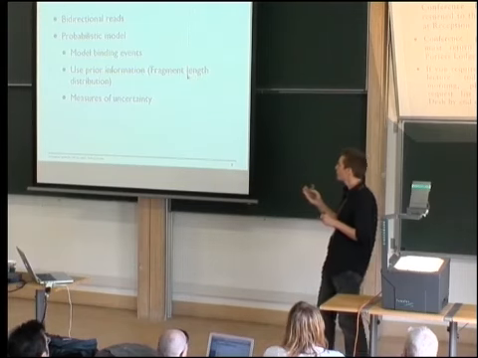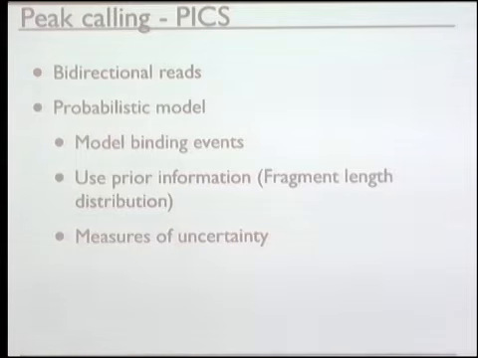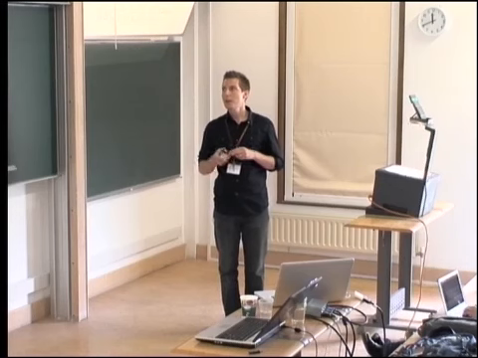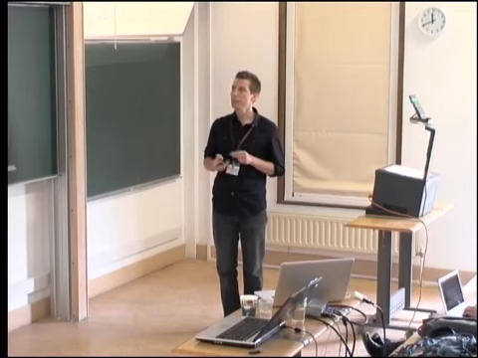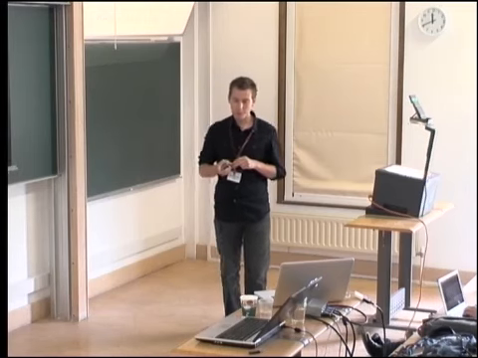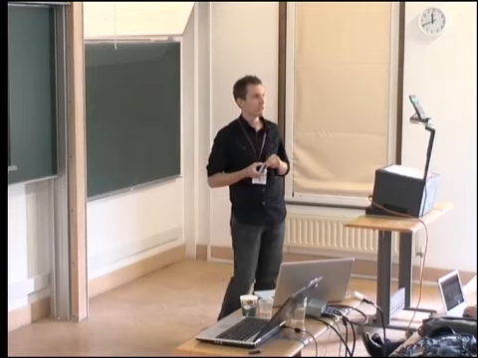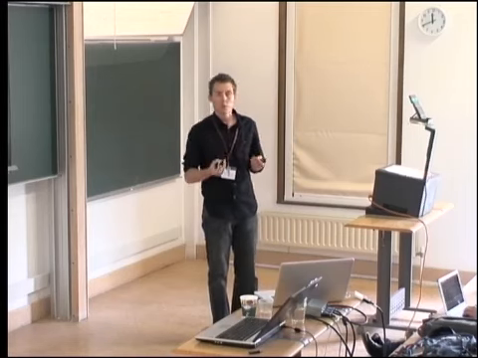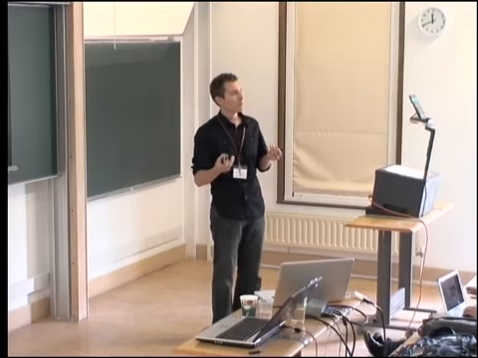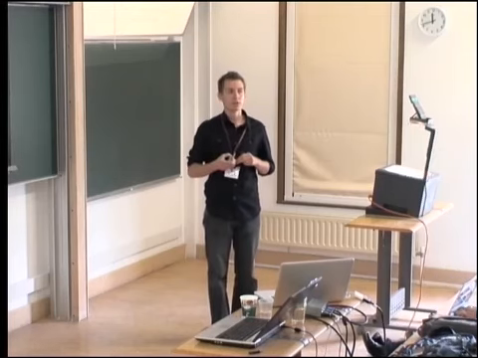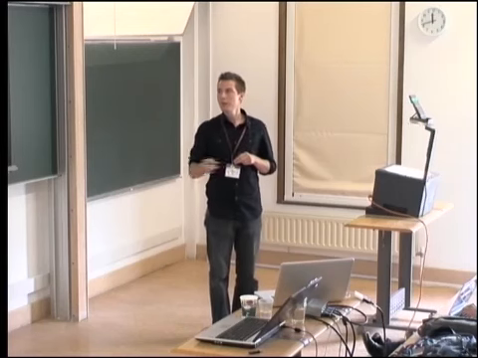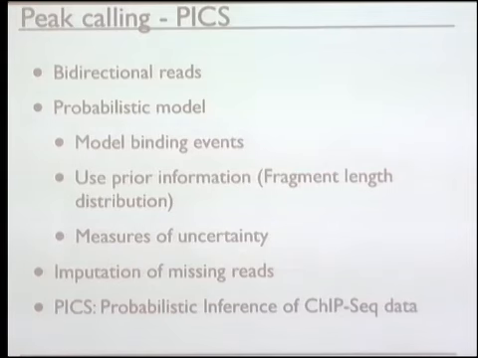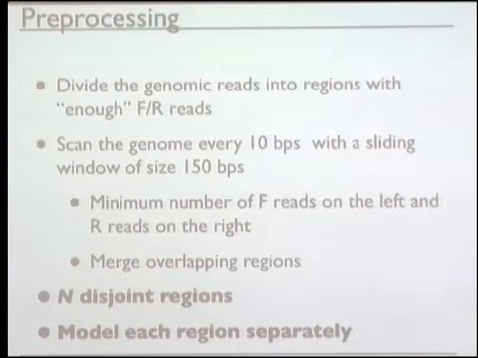We wanted to derive measures of uncertainty for the binding site estimates, because we're statisticians, so we thought it was nice to do that in addition to just having a point estimate. The other big thing we wanted to address is how to deal with reads that are missing. Of course, we're not given those reads, but we know maybe where they will be missing, so we can use this information to correct the density profiles for the missing reads. The method we developed for this, the first step of the pipeline, is called PICS, for probabilistic inference of ChIP-Seq data.